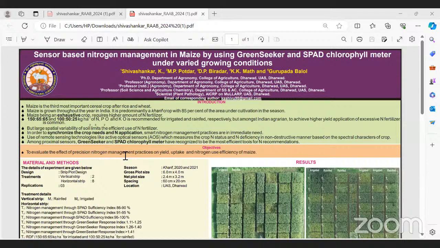With the above mentioned objective, the experiment was conducted during 2020 and 2021 in a strip plot design, having two vertical strips, that is irrigated and rain-fed conditions, and six precision nitrogen management practices along with RDF as well as absolute control. Let me explain the precision nitrogen management treatments.